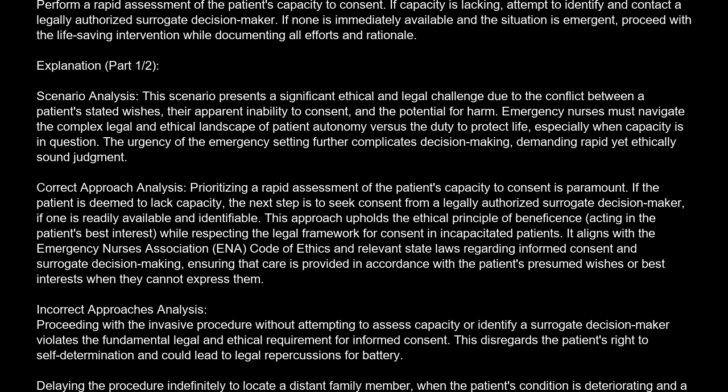Incorrect approaches analysis. Proceeding with the invasive procedure without attempting to assess capacity or identify a surrogate decision-maker violates the fundamental legal and ethical requirement for informed consent. This disregards the patient's right to self-determination and could lead to legal repercussions for battery. Delaying the procedure indefinitely to locate a distant family member, when the patient's condition is deteriorating and a surrogate is not immediately available, could be considered a failure to provide timely and necessary care, potentially breaching the duty to act in the patient's best interest and leading to adverse outcomes.